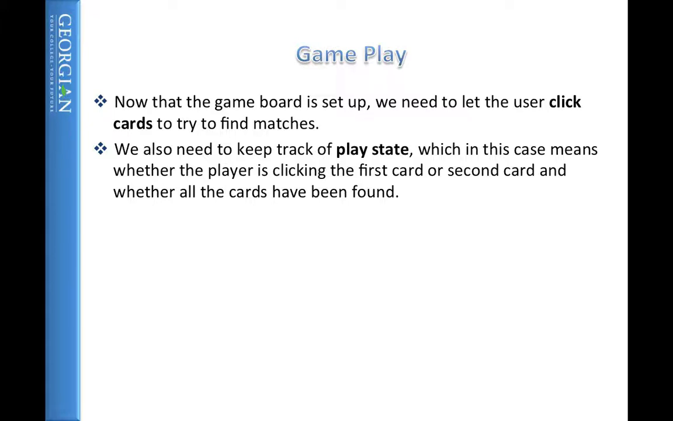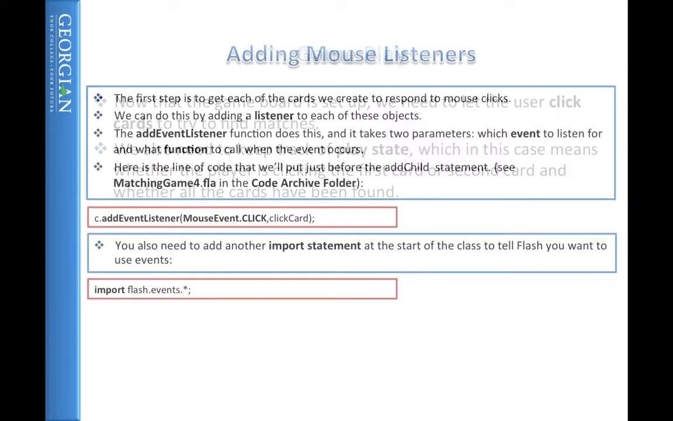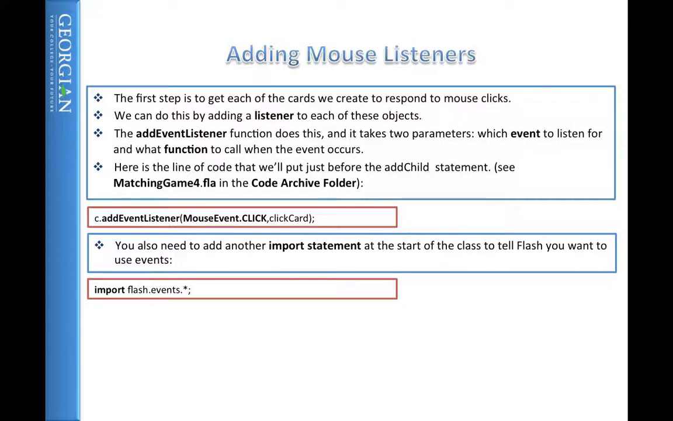Right now, all we've done is define our cards and throw them on the screen. And currently they actually display the cards in random locations. So we're kind of halfway there, right? The first step is to get each of the cards to respond to mouse clicks, and we're going to add this event listener, just like we did last time.